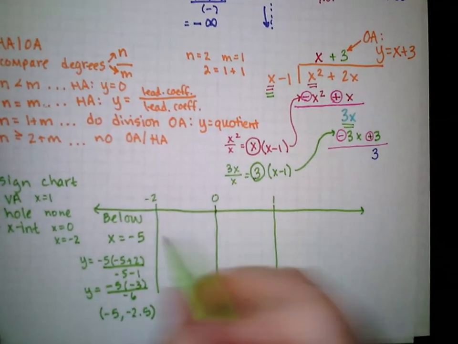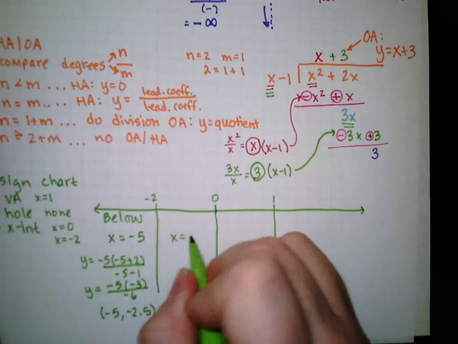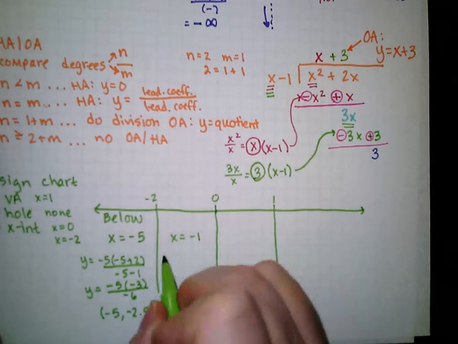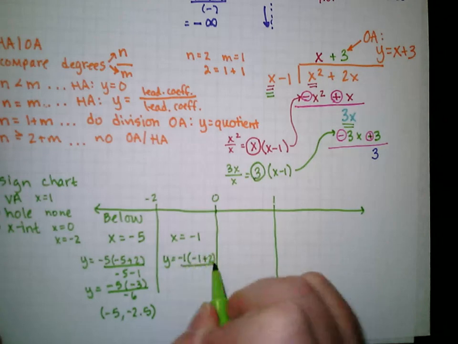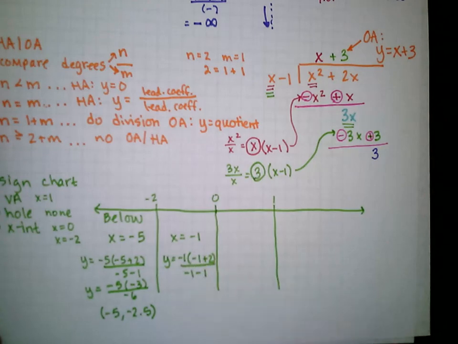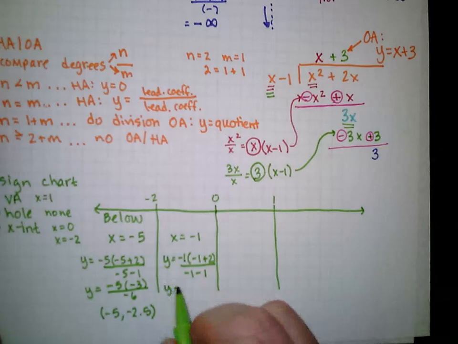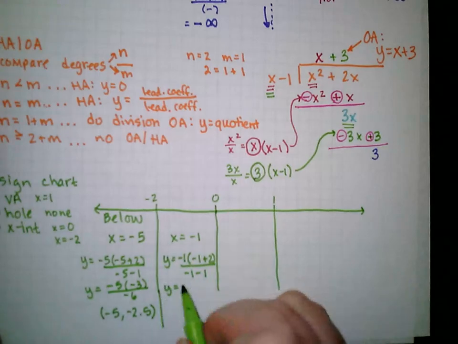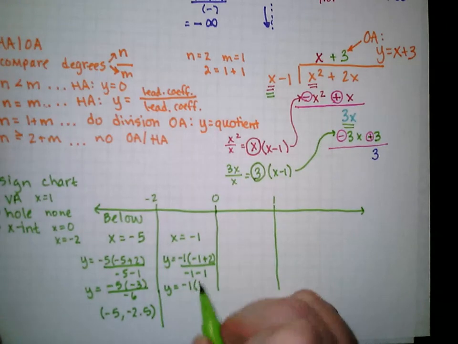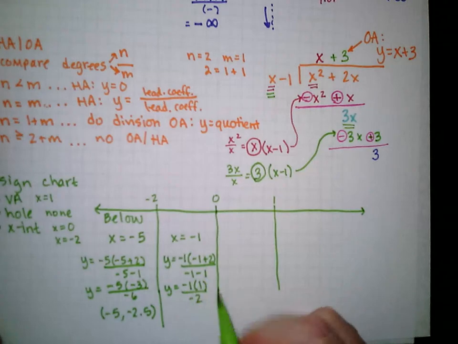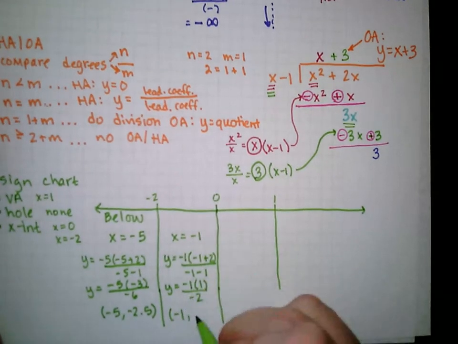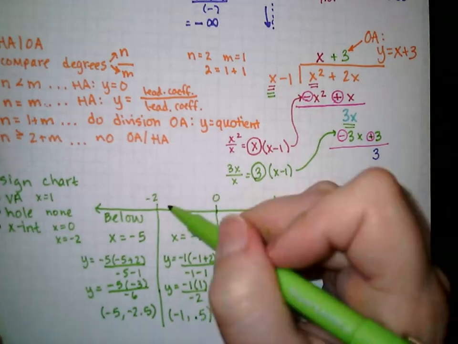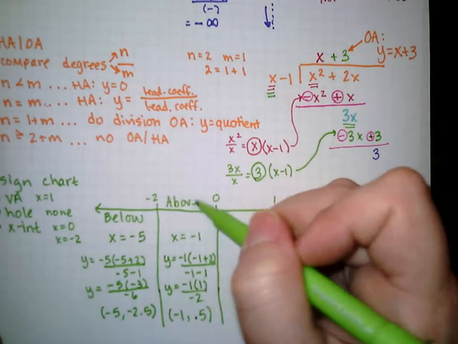Pick a number between -2 and 0. How about -1? So y will be -1 times -1 plus 2 divided by -1 minus 1. So that is, what do we got? -1 times 1 over -2. So -1 for the x value and 0.5 for the y value. So the graph will be above.